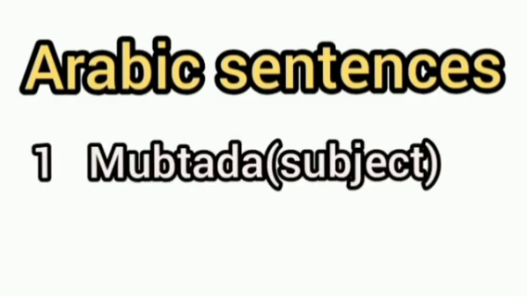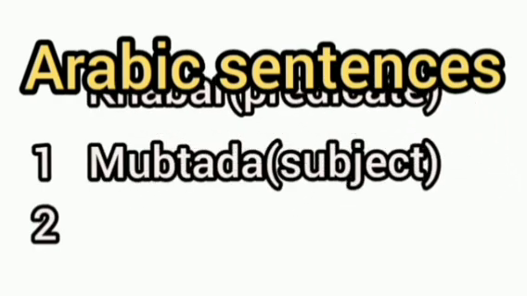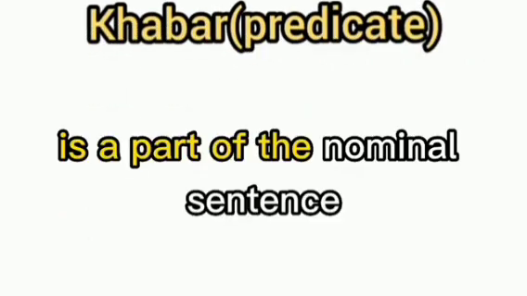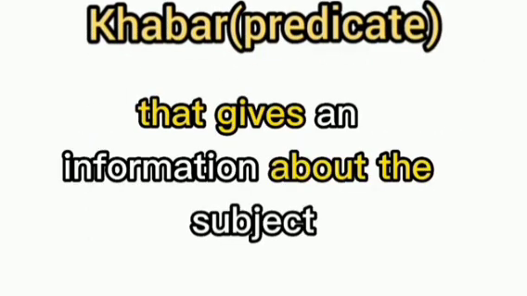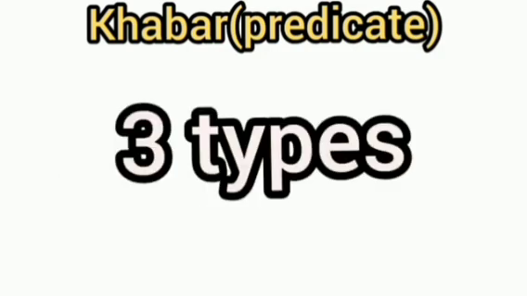Arabic sentences, just like English, contain two parts. One, mubtada or subject, and two, khabar or predicate. Khabar or predicate is the part of a nominal sentence that gives information about the subject, and they are of three types in Arabic.